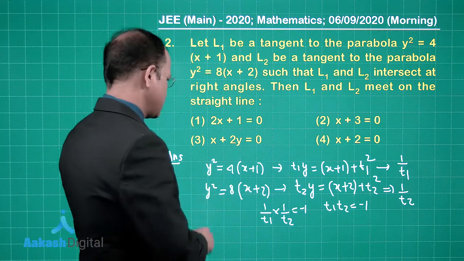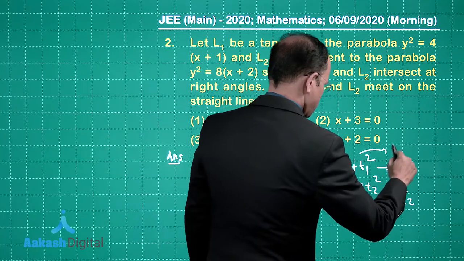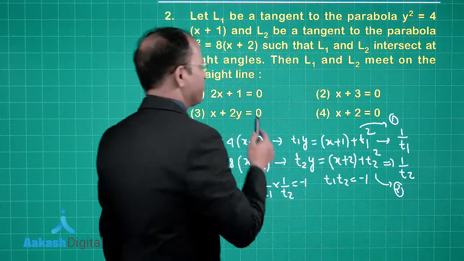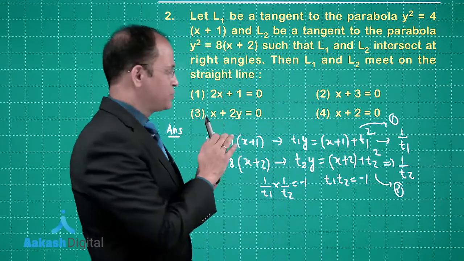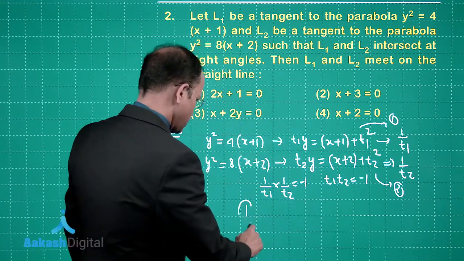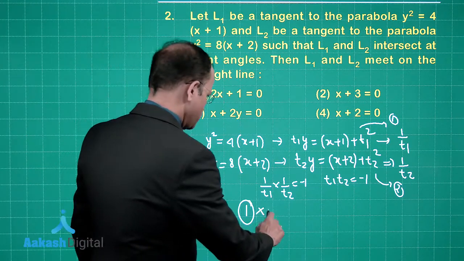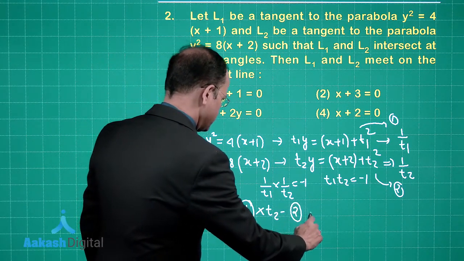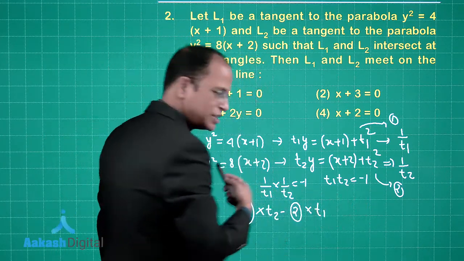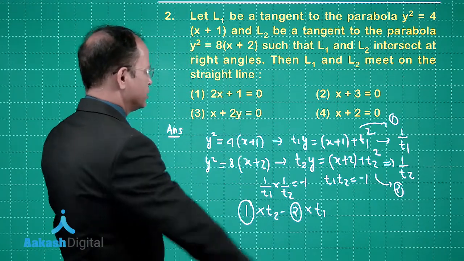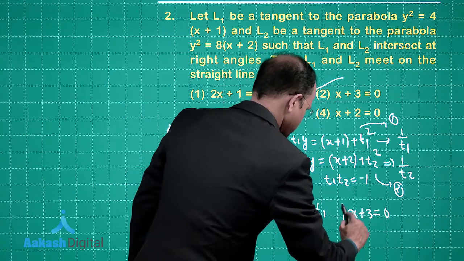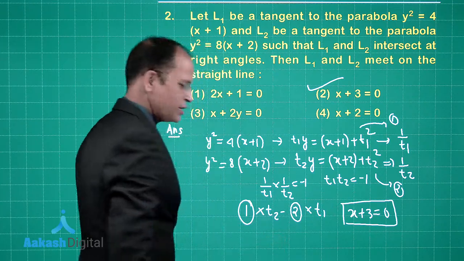Now say we have this as equation number 1 and this as equation number 2. We need to get the straight line here. So these are the 4 options, and we need to do some algebraic calculations here. So we multiply equation 1 by t2 and equation 2 by t1, and once you simplify using t1 t2 is equal to minus 1, we get option 2 to be the correct one. That is x plus 3 is equal to 0. We eliminate all the values and use this relation t1 t2 is equal to minus 1.